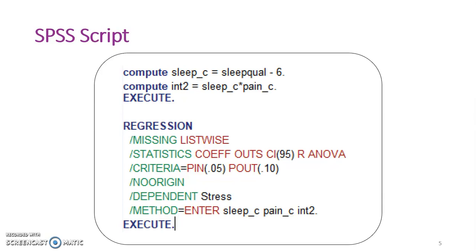And then we run the regression like usual, and just like we did with the categorical moderator, we enter in method equals enter, we enter in the focal predictor of sleep quality, and then the pain moderator, and then the interaction term between the two.